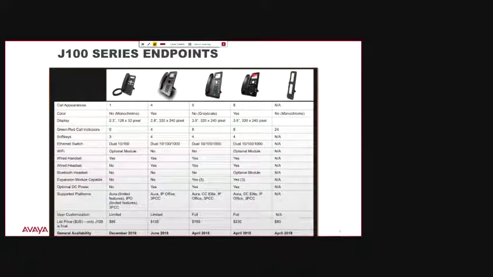The J179 is for power users, and we also have some wireless modules that aren't listed here that apply to the J129 and the J179, offering Wi-Fi. And specific to the 179, it could also provide Bluetooth connectivity. Any questions about the J100 series?